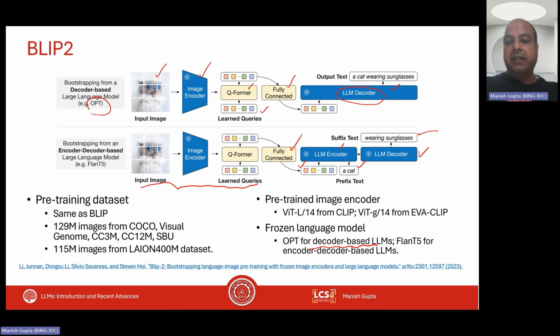For the pre-trained image encoder, they experimented with ViT large and huge models from CLIP and from EVA CLIP. For the frozen language models, they used OPT for decoder-based models and FLAN-T5 for encoder-decoder LLMs. The pre-training has been done on datasets similar to BLIP. So remember the rigorous cleaning pipeline. They use those datasets, plus 129 million images from COCO, Visual Genome, CC3M, CC12M, and SBU. Very large datasets in that sense. And 115 million images from the LAION 400 million dataset. So they pre-trained very rigorously, and no wonder that leads to super awesome accuracies using BLIP-2.